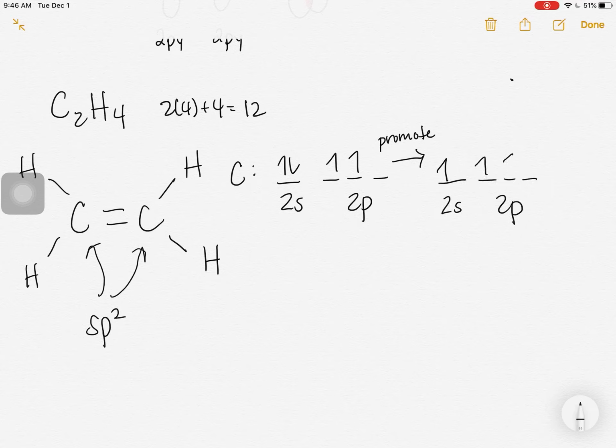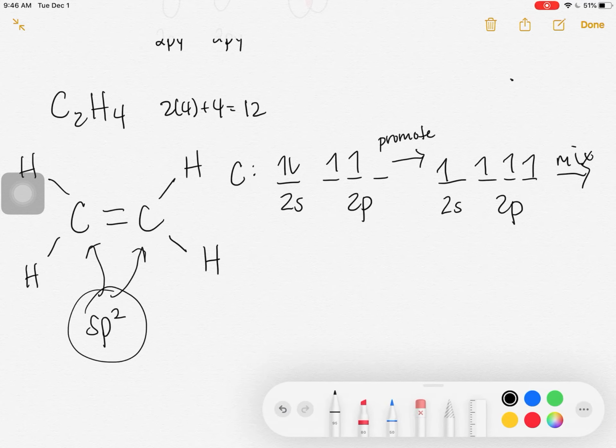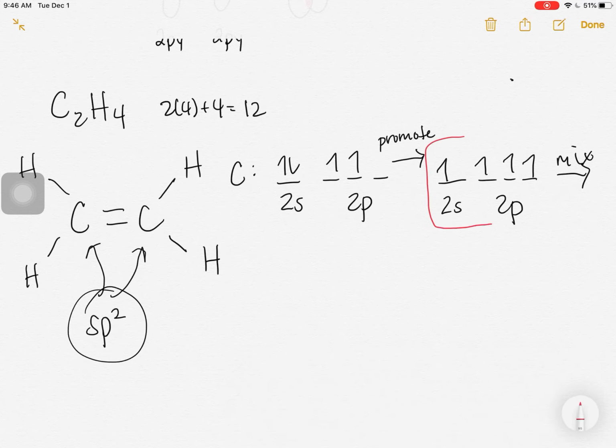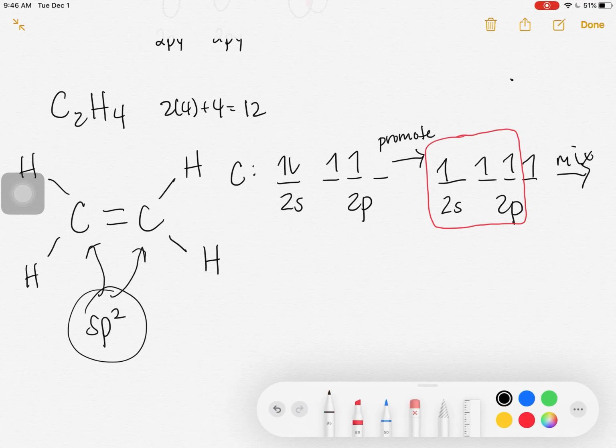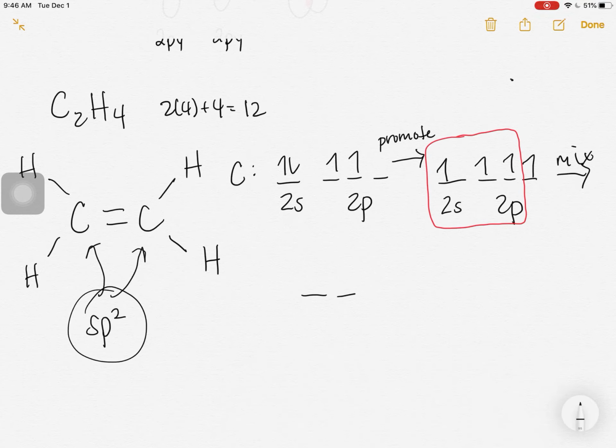So the first thing I'm going to do is promote. We end up with this. Then I'm going to mix, and I've run out of room, so I'm going to drop down below and mix. And here's the interesting thing. We already know that these are sp2 hybridized, so I'm only going to mix an s and 2 p orbitals. What that's going to give me is 3 sp2 orbitals, right? Remember, if I mix an s and 2 p's, that's going to give me 1, 2, 3 sp2 orbitals.